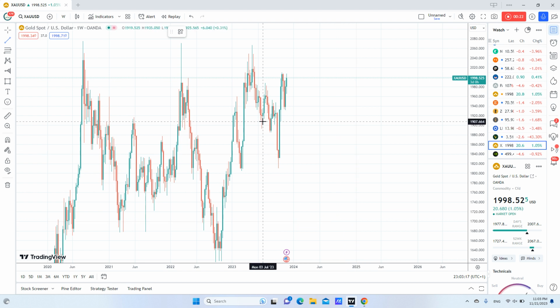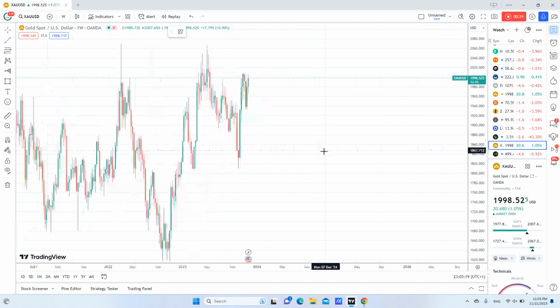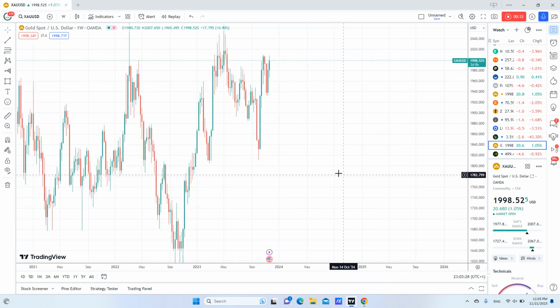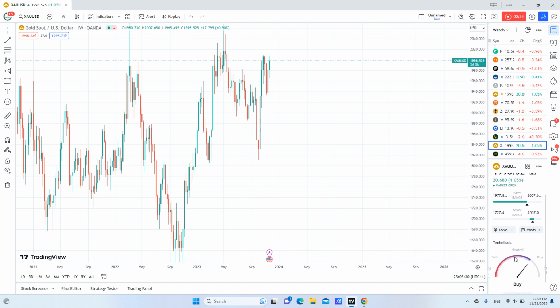I will be trying to short gold, which right now is not the best thing to do with the current situation and war in the Middle East. And as you can see here, the technicals on TradingView are giving us a buy signal.